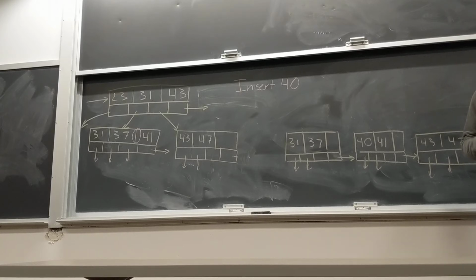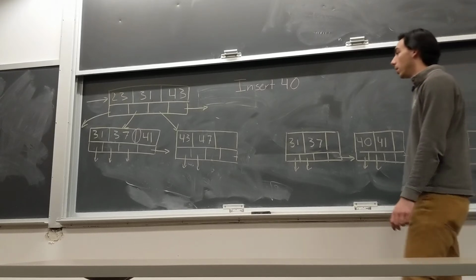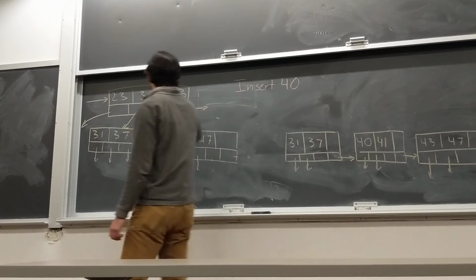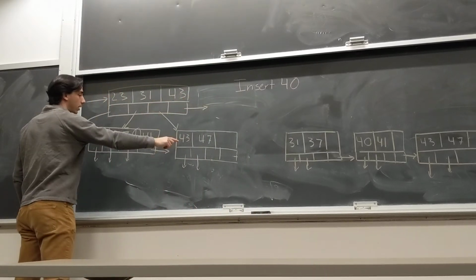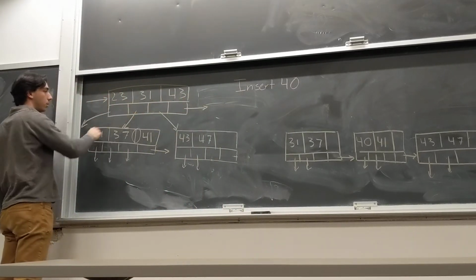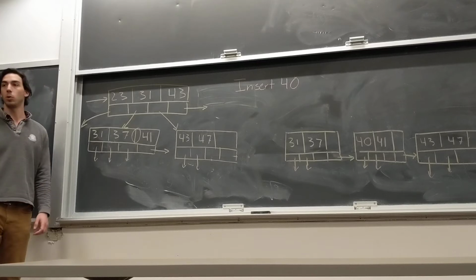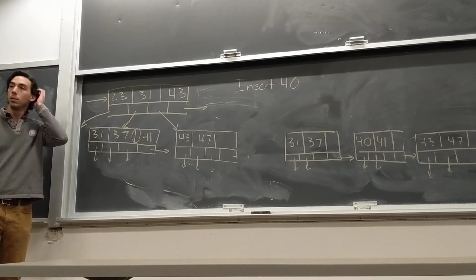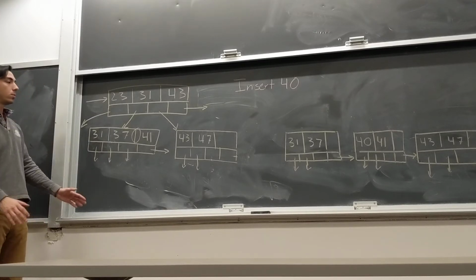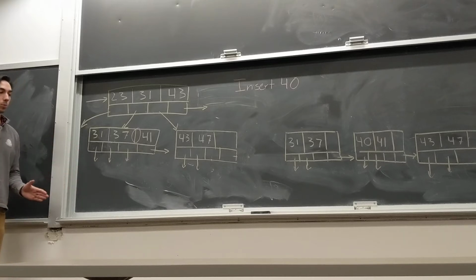Yeah, exactly. So if we look at this, we have the 43 pointing over here, and the 31 pointing over here, and nothing points to 40. Okay? So what you need to realize at this point is that the rest of the algorithm is pretty much exactly the same as previous parts of the algorithm.